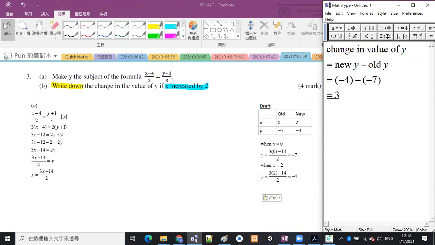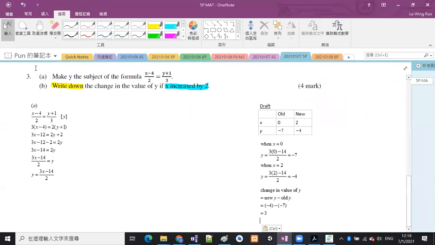Okay, or you just write down for part B: change in value of y is 3. And that is the answer. Do you have problems for part B? If you have problems, you may raise your hand.